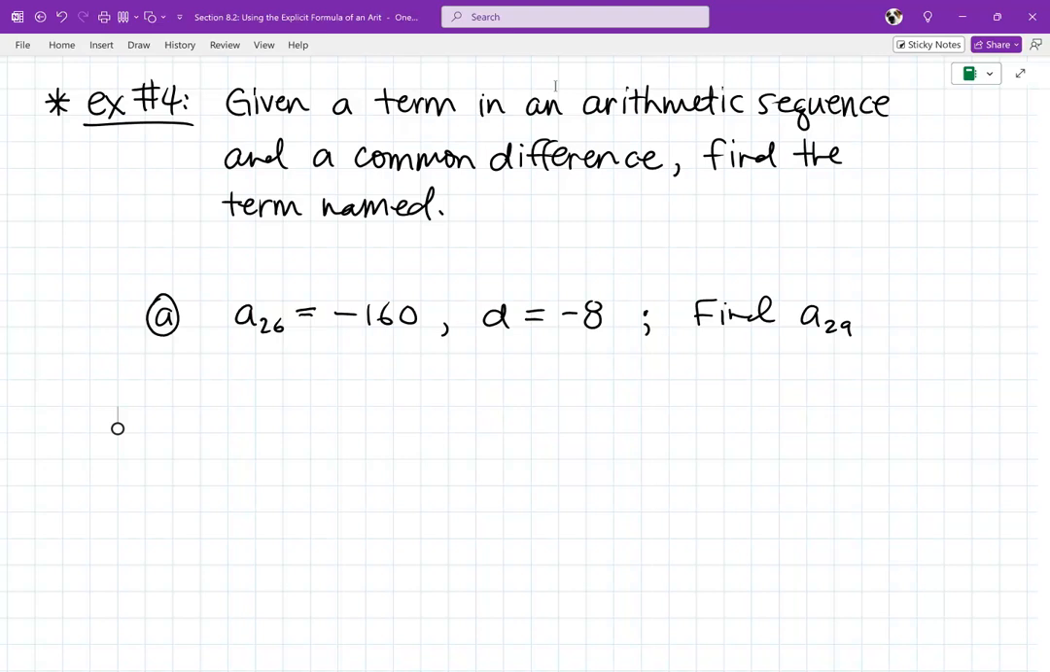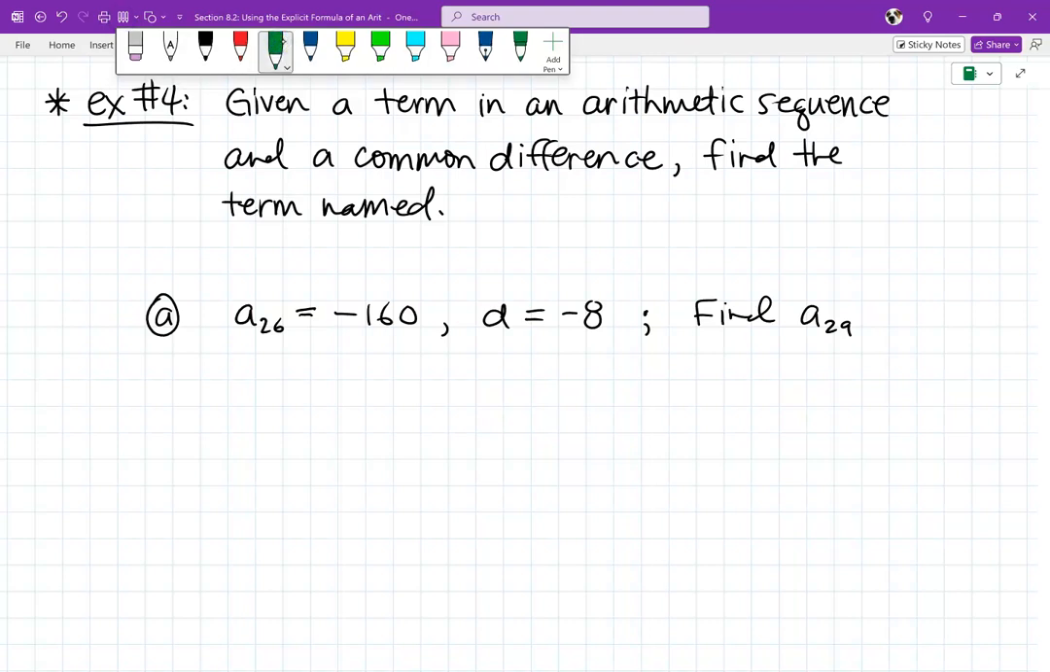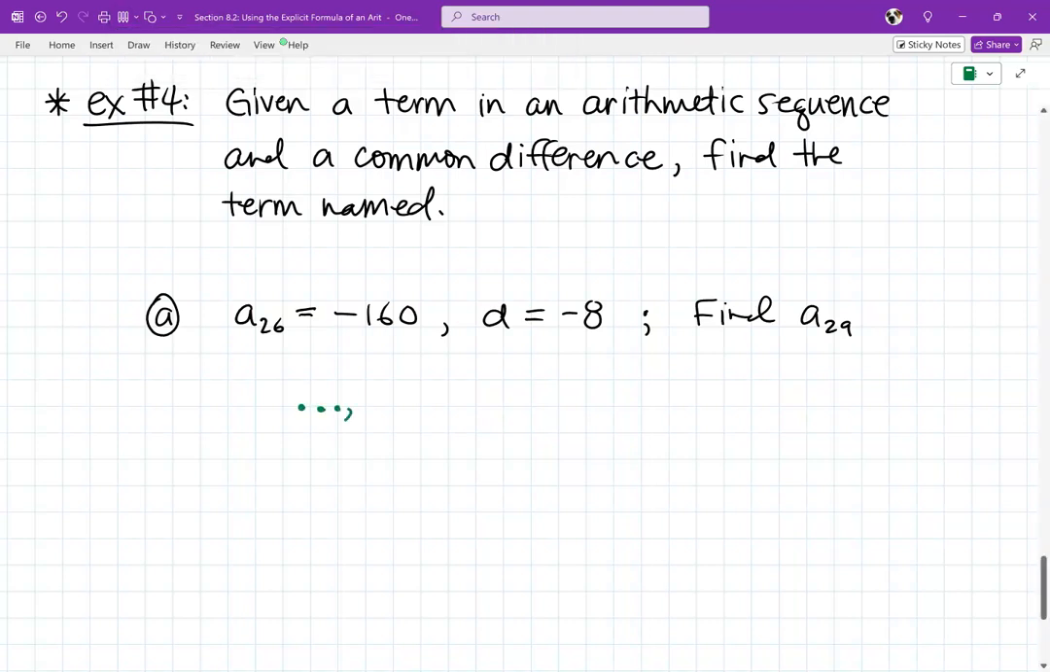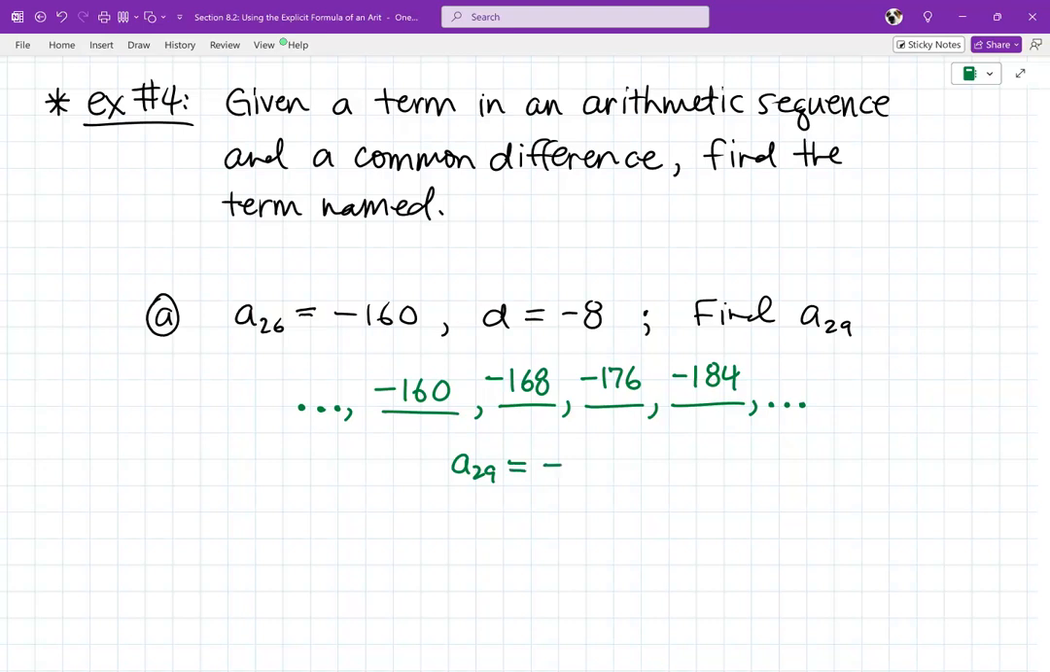All right, so just keep subtracting 8 from -160 until you get to the 29th term. All right, I like that. That's not bad. I would probably do that because why do I want to make it more difficult? So -160, that's the 26th term, right? So 27th, 28th, 29th. Since I know my common difference is minus 8, that makes this negative 168. Minus 8 again, that's negative 176. Minus 8 again, that's negative 184. And guess what? A sub 29 is negative 184. That's absolutely correct.